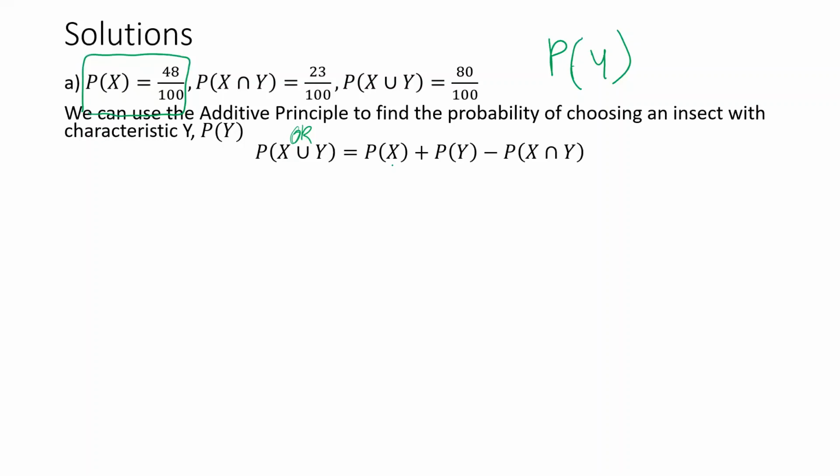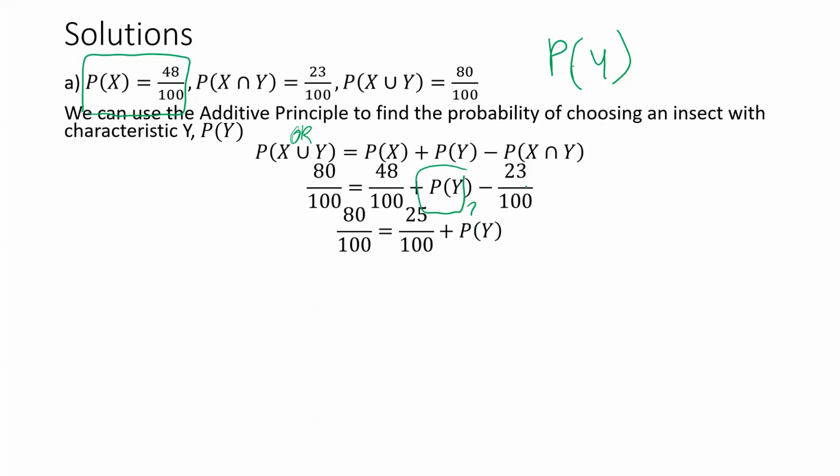We know the probability of the union is 80 out of 100, or 80%. So we replace it here. The probability of x is 48 out of 100. The probability of y is unknown, right? We have no idea what this is, but we're going to figure that out. And then all we're going to do is subtract off the probability of the intersection. Our next step is to simply do a little bit of math. We have two fractions on the same side, so we're definitely allowed to join them together. So 48 over 100 minus 23 over 100 gives us 25 over 100.